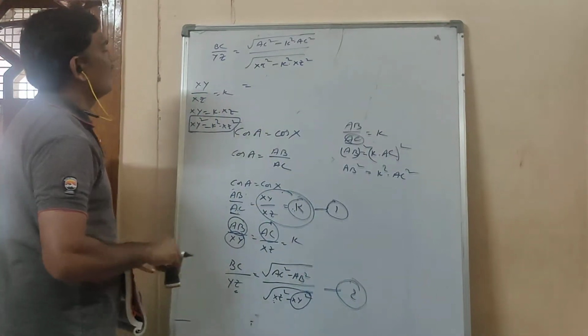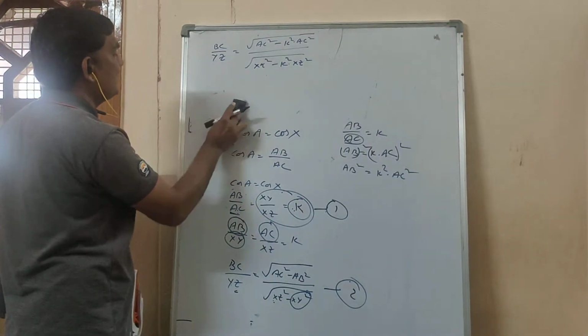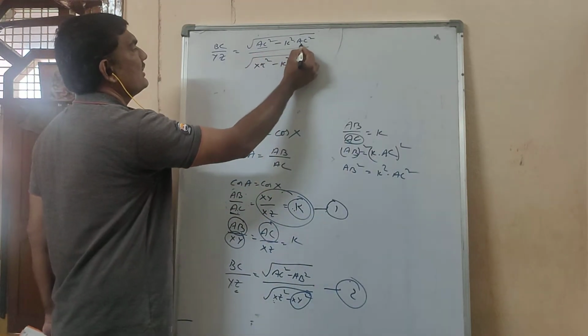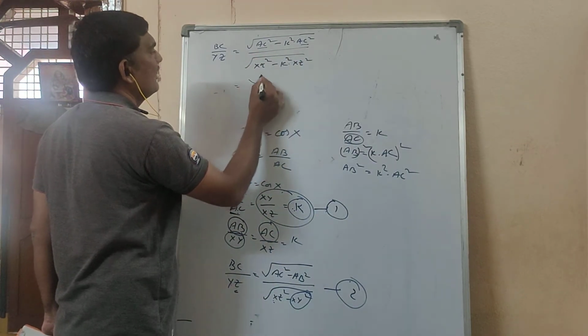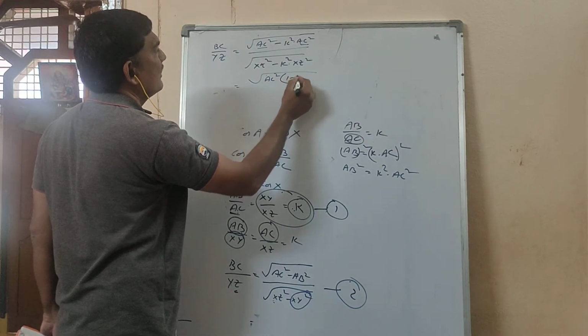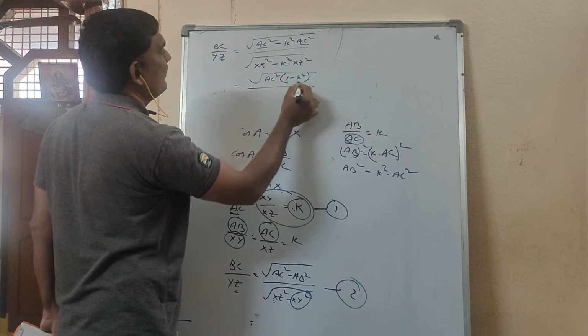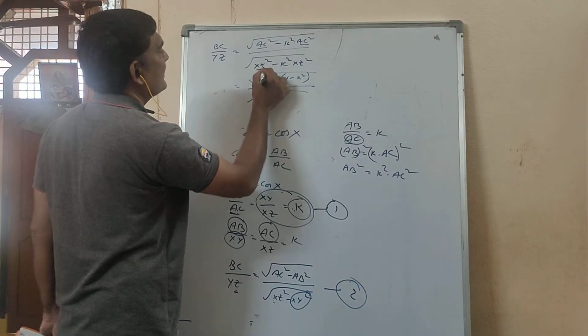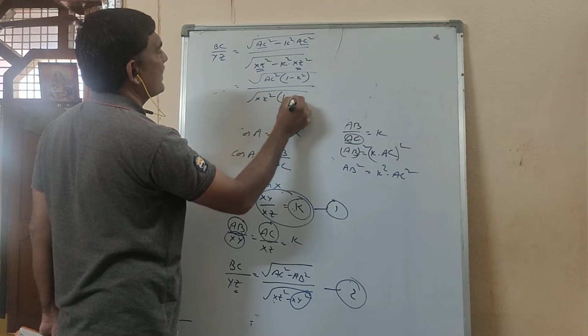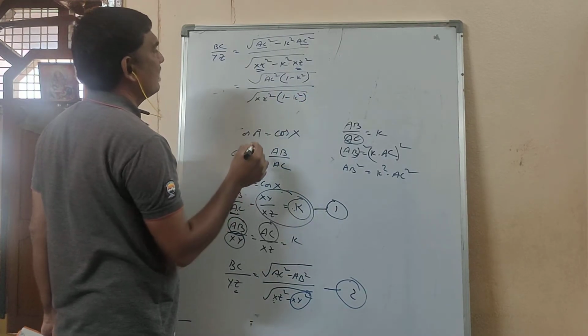Now what happens is, in this AC square is there, in this also AC square is there. So from these two I had to take AC square as common. Then it becomes 1 minus K square. And here xz square is there, here xz square is there. I should take xz square as common, 1 minus K square.